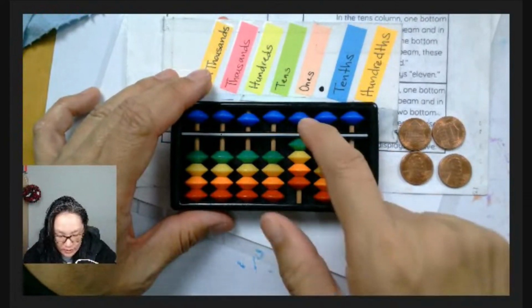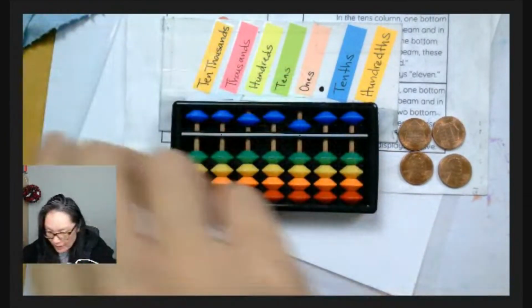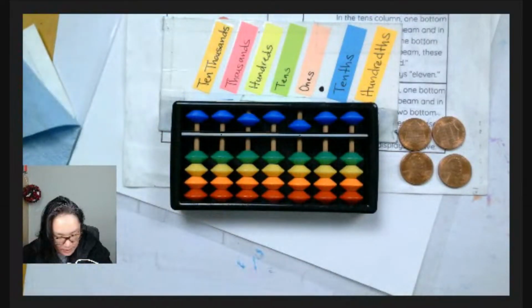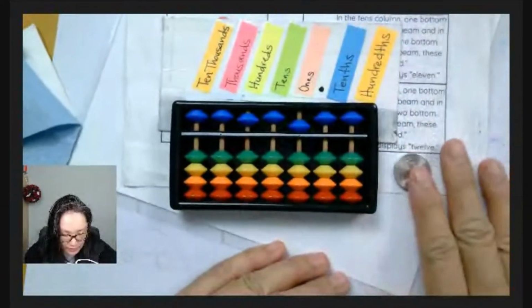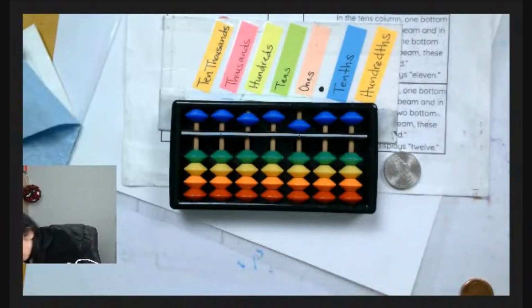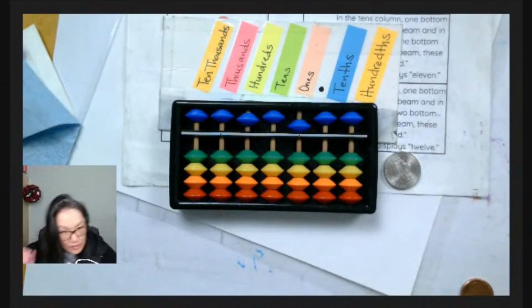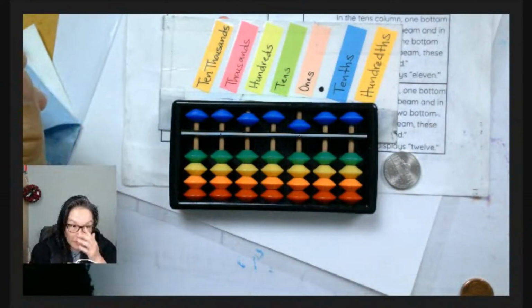So after four, then we have five. The top bead will always be five, no matter what. So that's what this would be. This would be the nickel, right? So that is worth a five. The top bead always has a value of five, no matter what. Does that make sense, Molly?